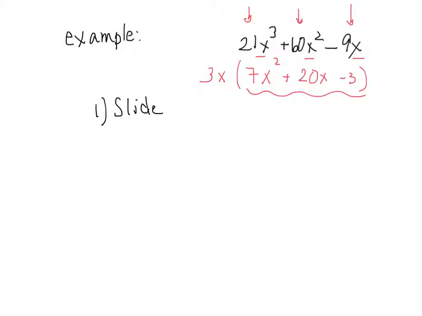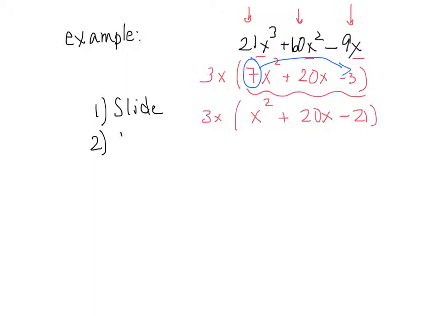So I slide this, and I am going to keep my 3x on the outside, that GCF that I factored out, and my new trinomial that I'm working with after my slide is x squared plus 20x minus 21. And again, where I got that 21 was, I took this 7 and I slid it down to the end.